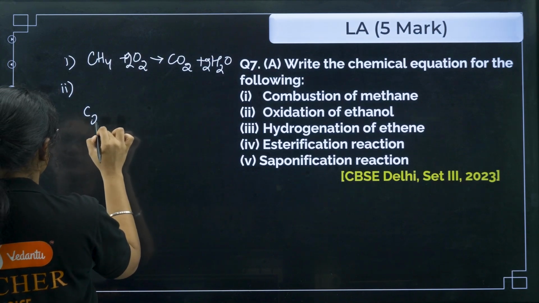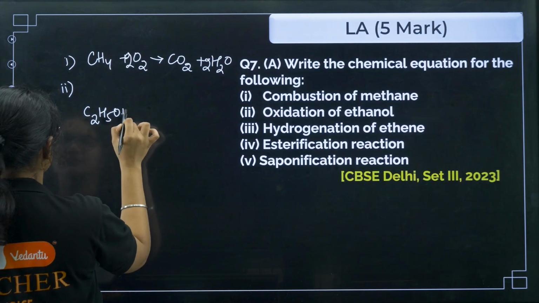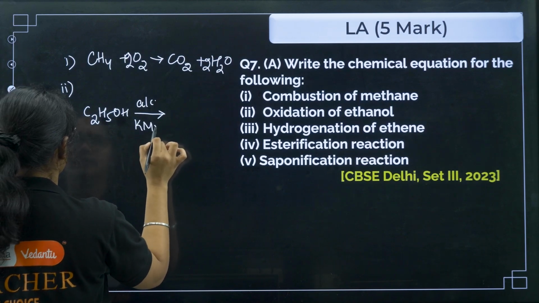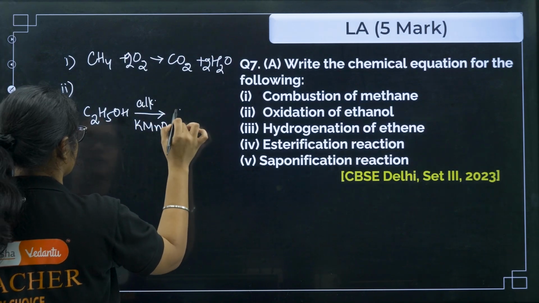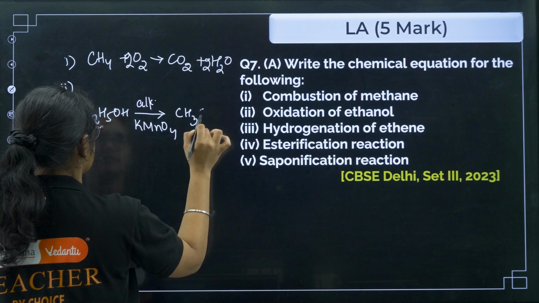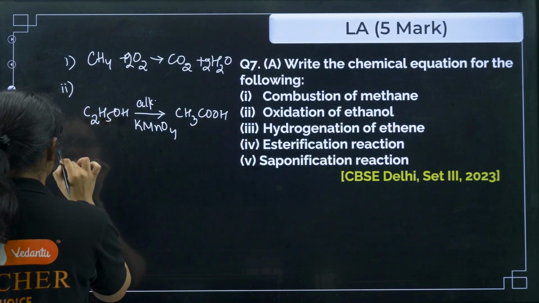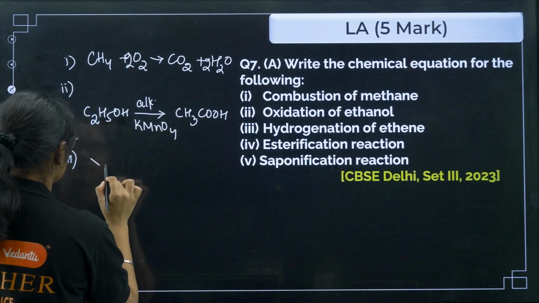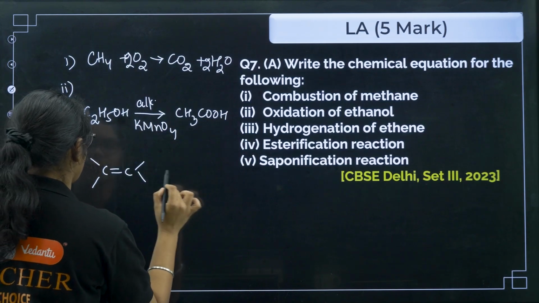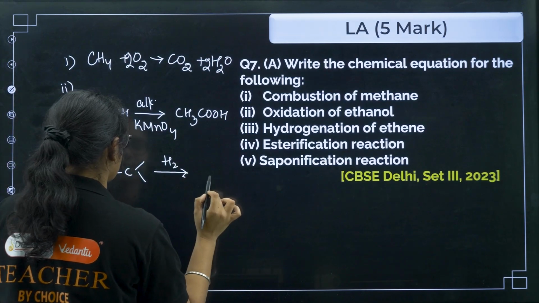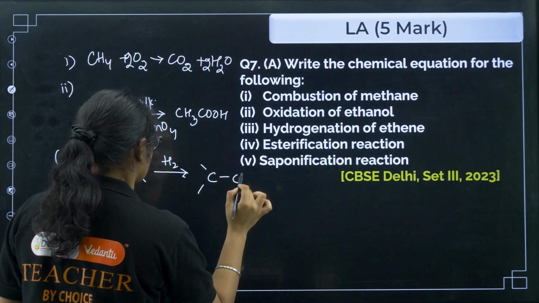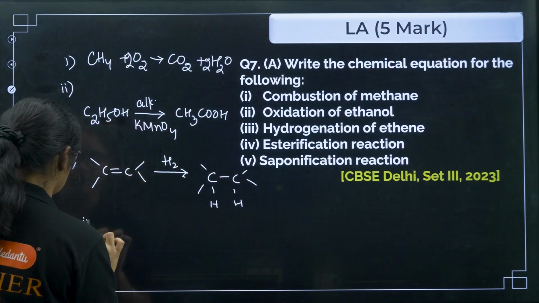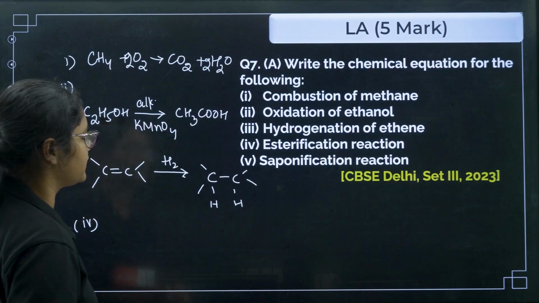Next is oxidation of ethanol. We know that if we have C2H5OH and you treat it with alkaline KMnO4, then you will get CH3COOH. Next, the third one is hydrogenation of ethene. If you have ethene here and you treat it with hydrogen, you will get two hydrogens added here.